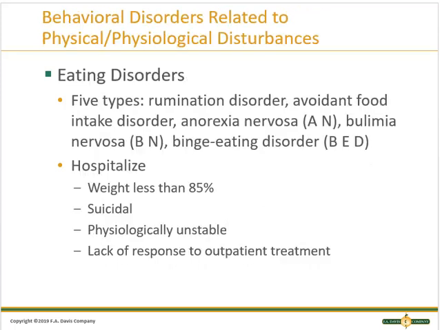We're going to move on to chapter 70 and talk briefly about eating disorders. And although they are not as commonly discussed in primary care, it's important that we're aware of them. And there are 5 different eating disorders: rumination, avoiding foods, anorexia, bulimia, and then binge eating disorder.